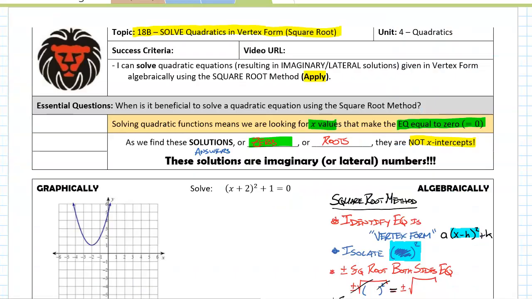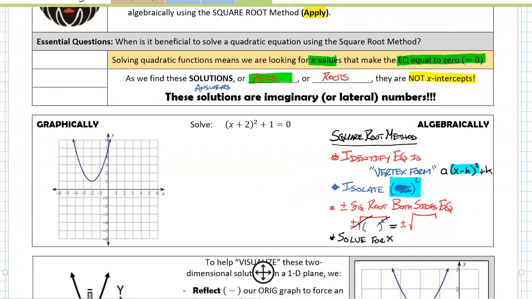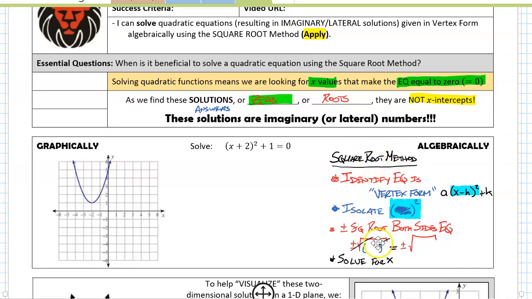Well, all this theory is great, but you're probably wondering, how does this help us solve our problems? We have this method of solving by square roots, which we used in the previous section. Identify to make sure it's in vertex form, isolate our something squared, take the square root of both sides, and solve for x. How does that apply to problems where I don't actually get the x-axis? I have an x-intercept. Does it change it?